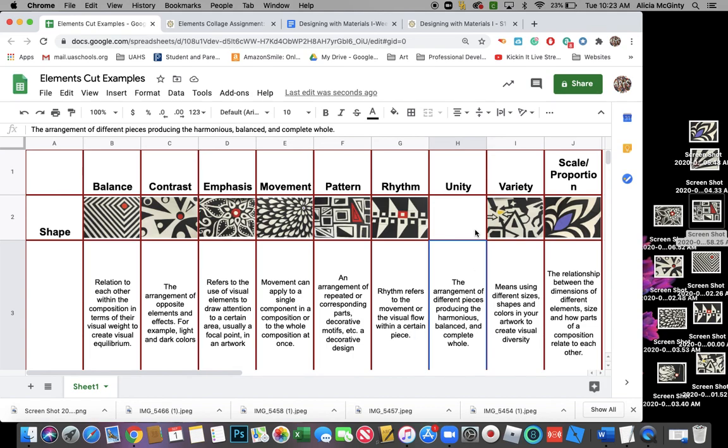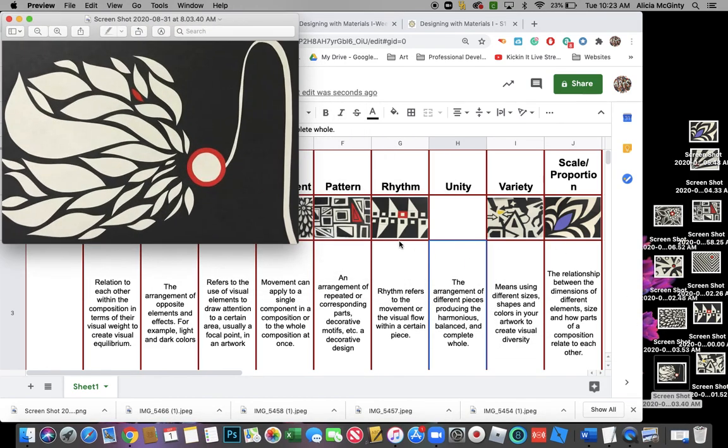All right, so the last one I think is probably the most interesting, unity. So when you're looking at a piece, does the whole piece work well together? The definition of unity is the arrangement of different pieces producing the harmonious, balanced, and complete whole. So you have to think about, is the whole piece working together? And again, I think all of these are really strong ones so they could fit. But this is one that I really feel works really well together.